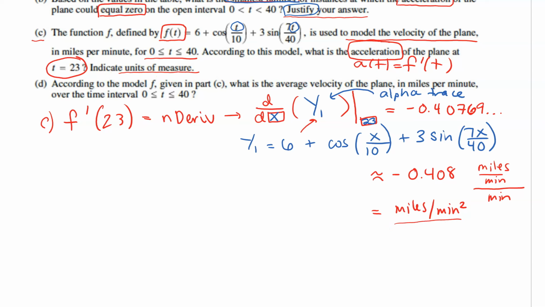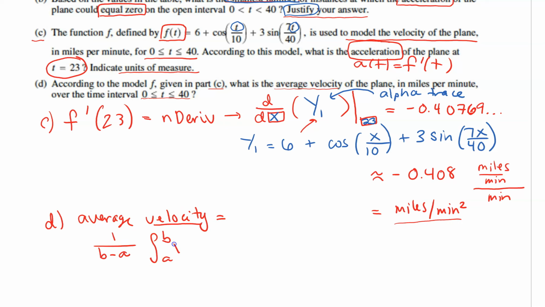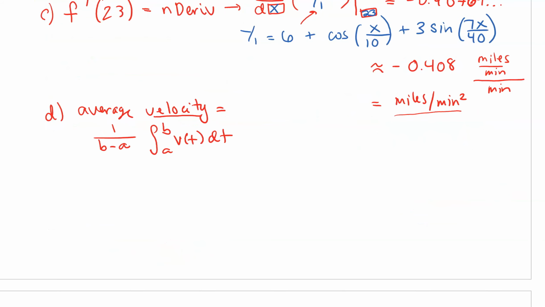So lastly, with part D, this part is asking us to use that same model, the 6 plus cosine t over 10 model from part C, to determine the average velocity in miles per minute over the interval 0 to 40. So this is also just checking to see if you know how to find average velocity. That's when you just use the average value of a function formula. So average velocity would be 1 over b minus a times the integral from a to b of velocity. So it's just the average value of a function formula applied to velocity as our function. And in this case, the interval is 0 to 40.